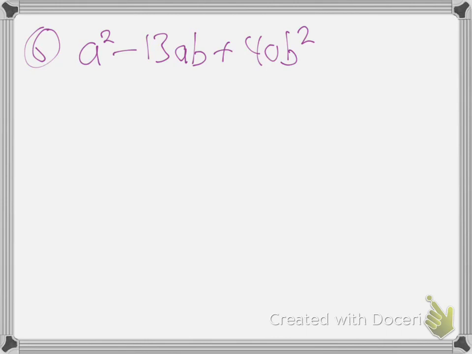Do they all have an A? No, the last one doesn't have an A. Do they all have a B? No, first one doesn't have a B. Is there like a number? No, first one doesn't have any number at all. No, nothing in common. All right, skip that, move on. So we're done with that.